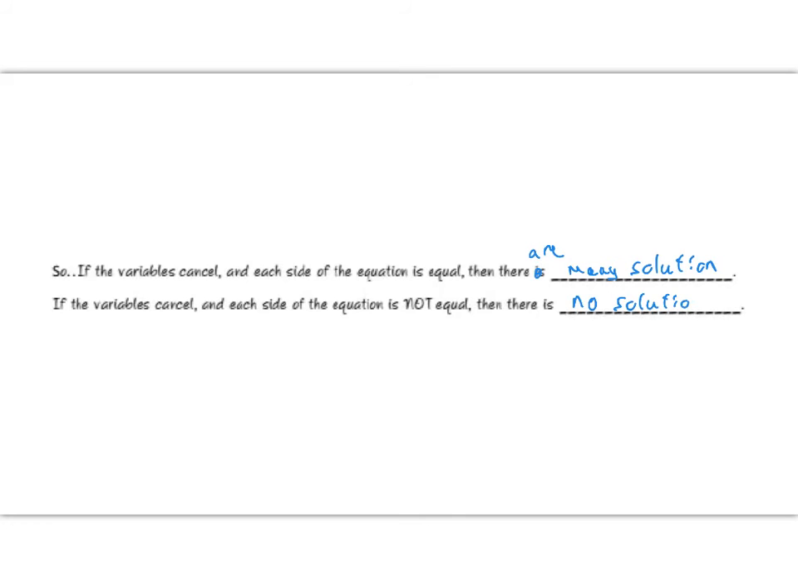This is sort of similar to what you did with regular equations. If everything drops out, you get something that's true, it's many solutions. If the variables cancel and each side of the equation is not equal, then there's no solution. So let's take a look at a couple of those to wrap up our discussion here.